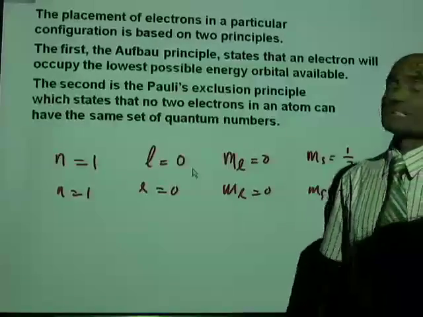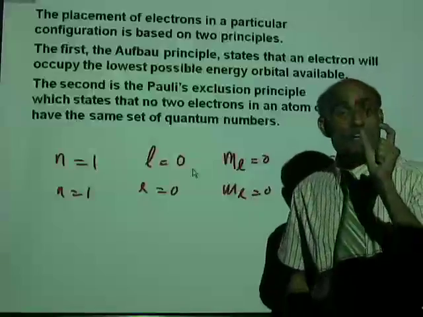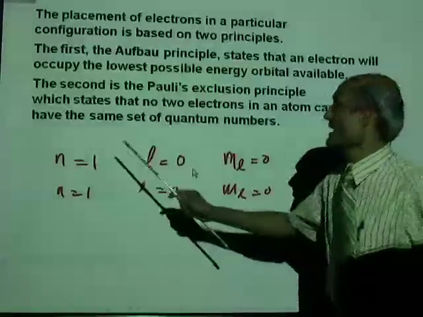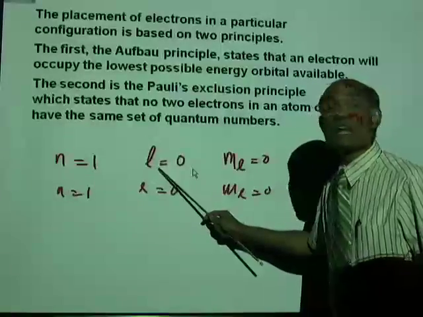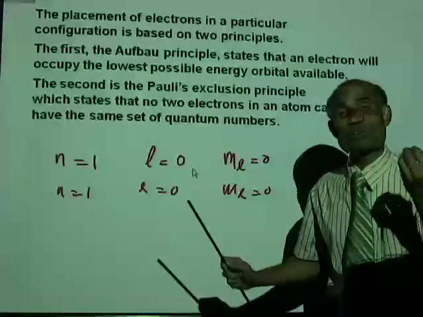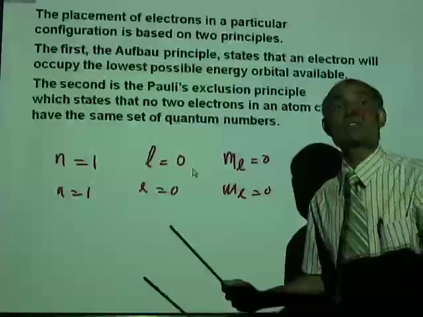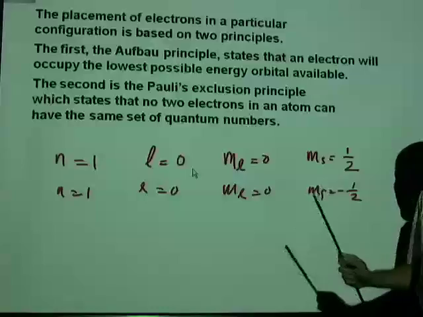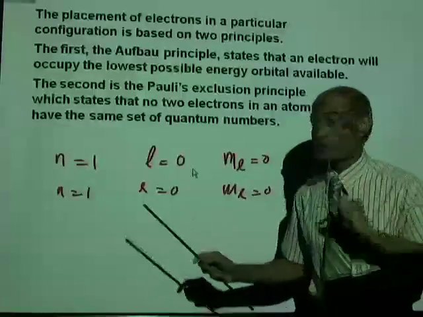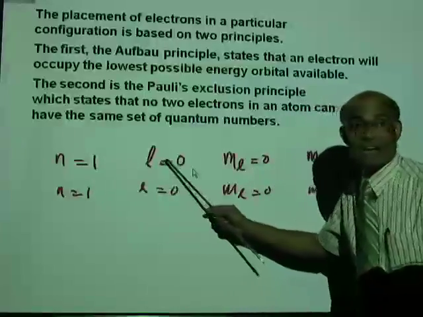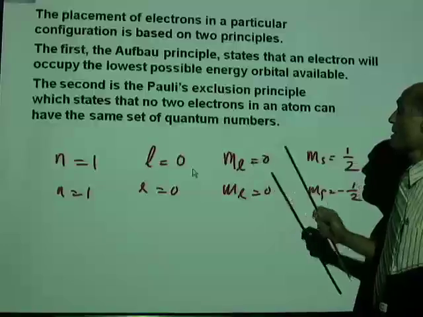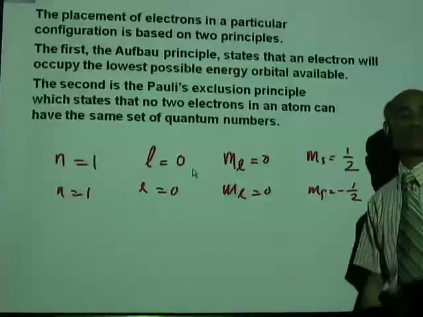For example, let's consider the first subshell, n equal to 1, S subshell. n equal to 1, then L equal to 0. If L equal to 0, ML also equal to 0 because ML is plus or minus L. And MS can have either positive or negative value. So, in that S subshell, 1 electron can have this set of quantum numbers: n equal to 1, L equal to 0, ML equal to 0, and MS equal to 1/2.